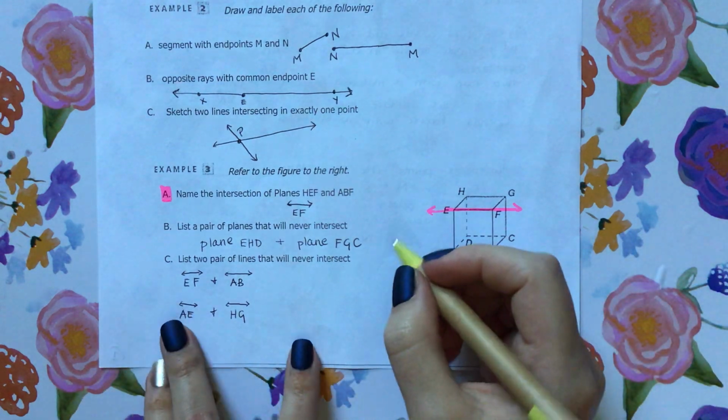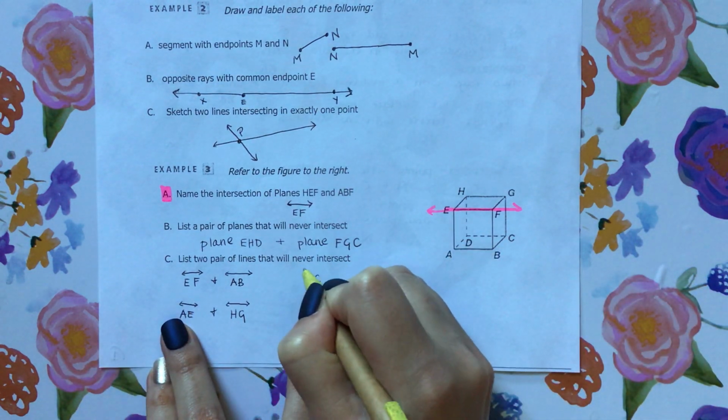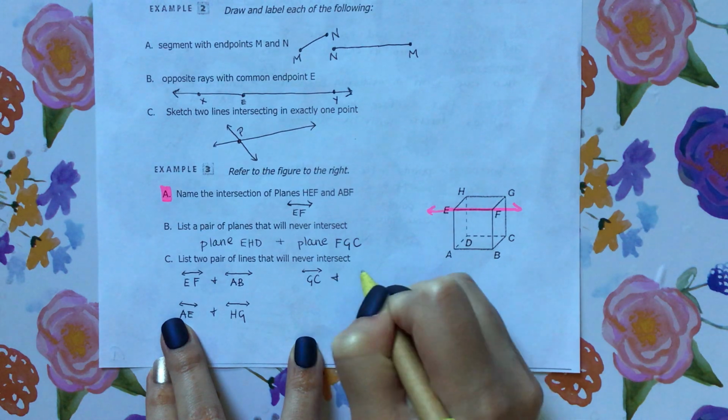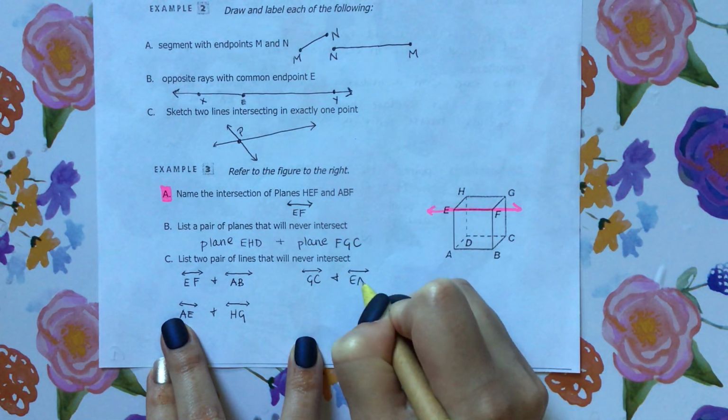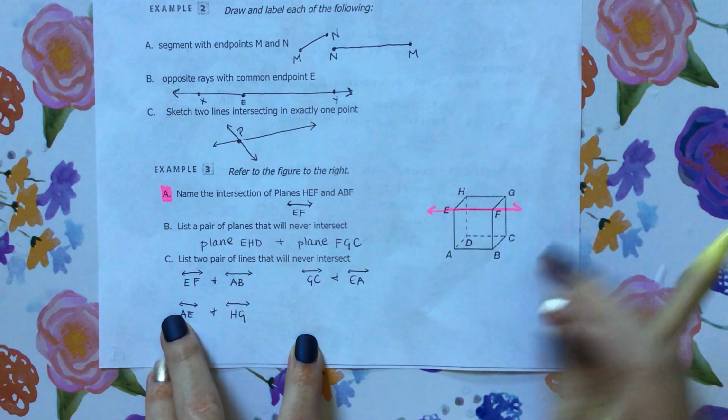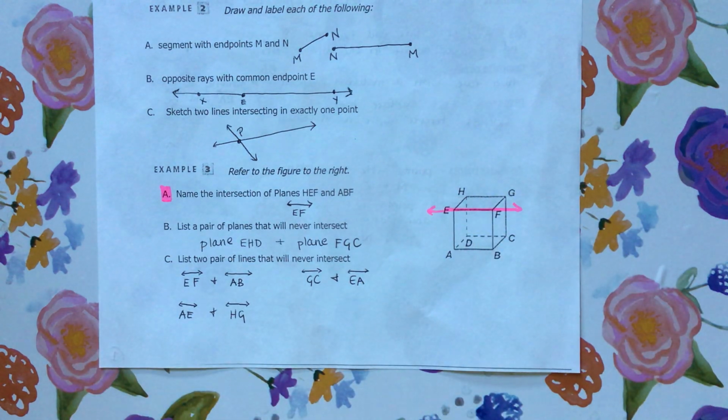I'll do one more for you. GC, line GC, and line EA. 2 corners. All right. I hope the labeling is making sense for you, especially when you do your homework. It gets kind of picky, so make sure you're paying attention to those details. And if you have questions, I'll be sure to answer them tomorrow in class.